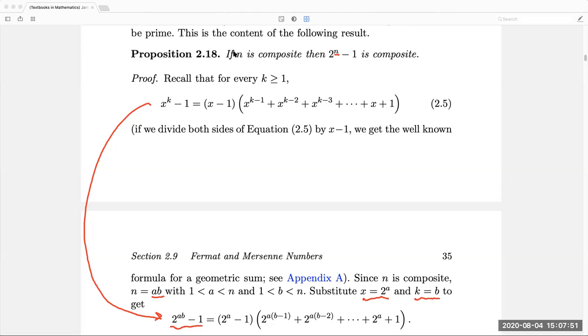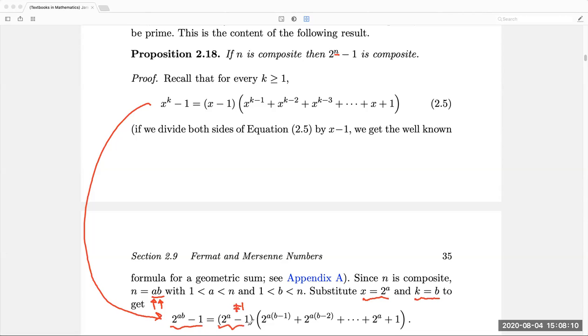Now a does not equal 1 because n is a composite number. You can always find two numbers, a and b, whose product is the composite number, both greater than 1. Then 2 to the power a minus 1 does not equal 1.